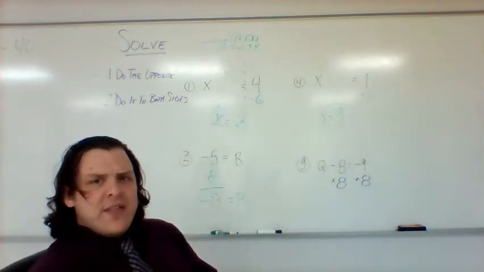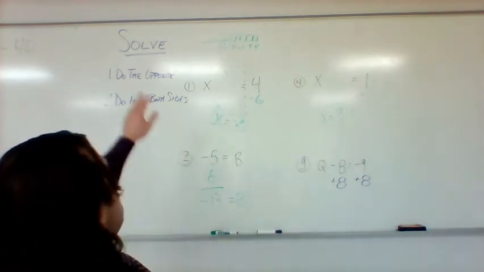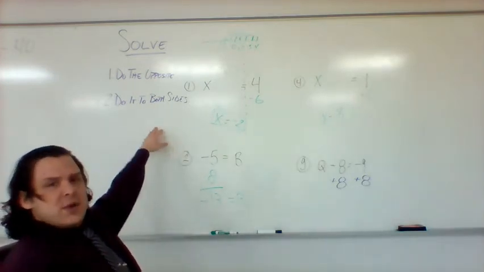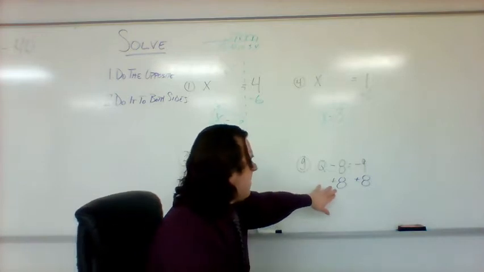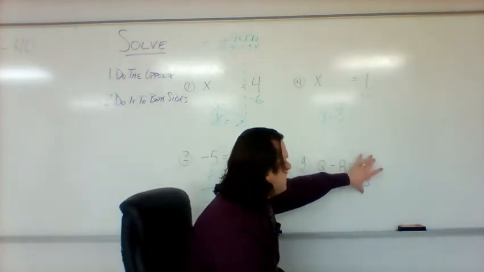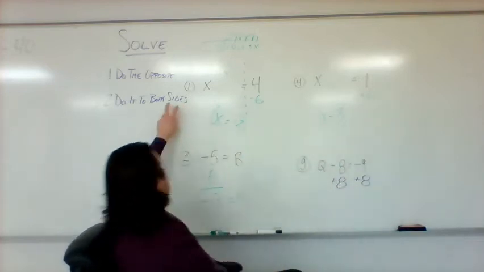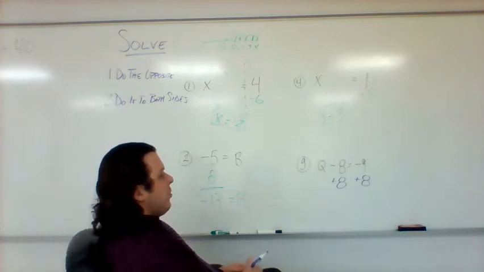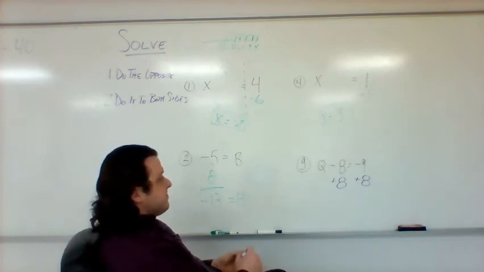And reminder that this is doing the opposite, and we're doing it to both sides. So I have a -8 plus 8. That's the opposite. And I'm going to add 8 over here, plus 8 on this side, because that's doing it to both sides. I got 2 rules here: do the opposite, and do it to both sides.